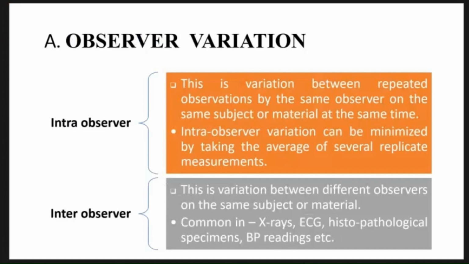Under observer variation, there are two categories: intra-observer variation and inter-observer variation. Intra-observer means when the same person is doing the test, he is getting different results on repeating the test. Inter-observer, inter means between two. So it means two different observers are doing the test and they are getting different results. Intra-observer variation can be minimized by taking the average of several readings.